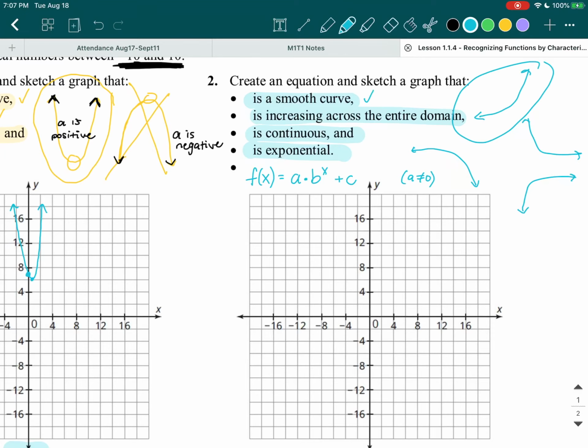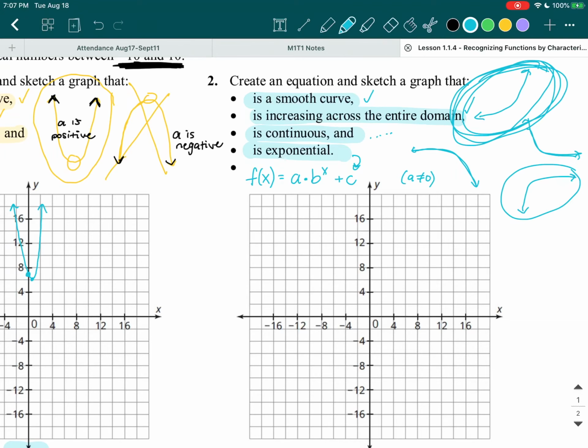So we're going to make sure it's a smooth curve. All exponential functions are smooth. We want to make sure it's increasing across the entire domain, so we have to pick this one or this one, but then I chose this one. This one's decreasing and this one's decreasing, so we can't choose those. Is continuous, so that means we're not going to draw it with dots. And is exponential, so this is the form we're going to be using.